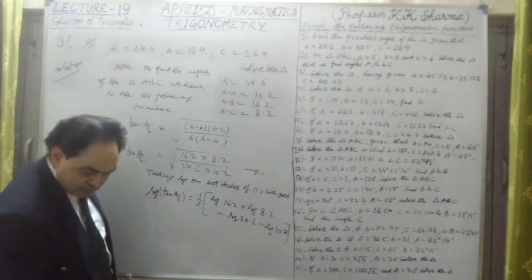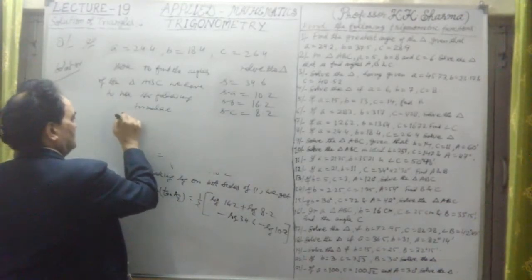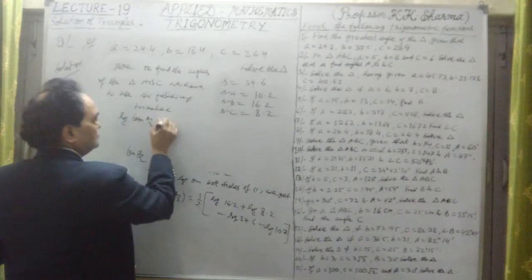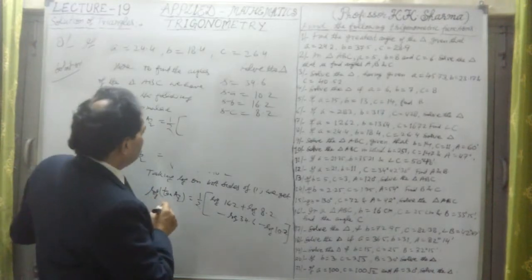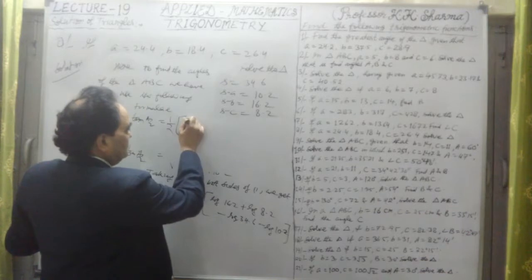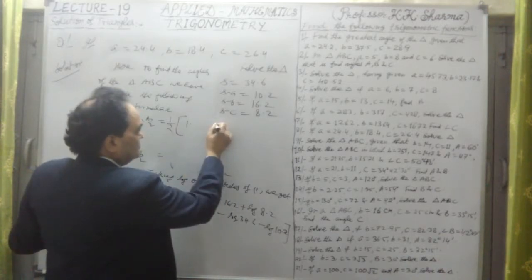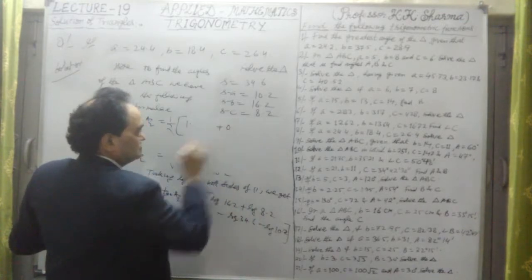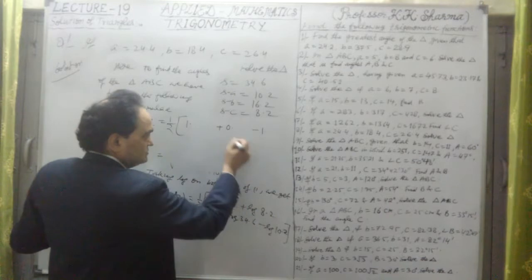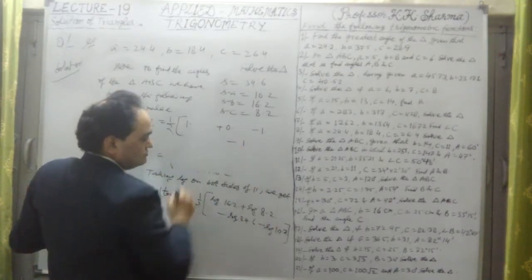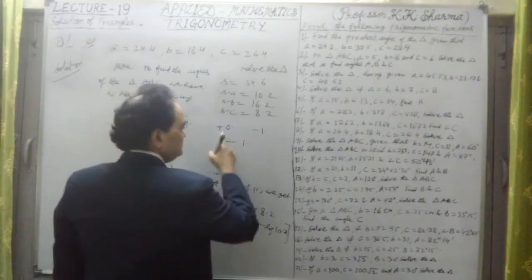Now let me find the value of this from the log table. So therefore, log of tan A by 2 is equal to half in bracket. Log of 16.2 will be 1 point something, since there are two digits before the decimal point, 2 minus 1 is 1. Similarly plus log of 8.2, one digit, so 0 point something, minus log of 34.6, 1 point something, and minus log of 10.2, also 1 point something, two digits, 2 minus 1 is 1. These are the characteristics we have written down.